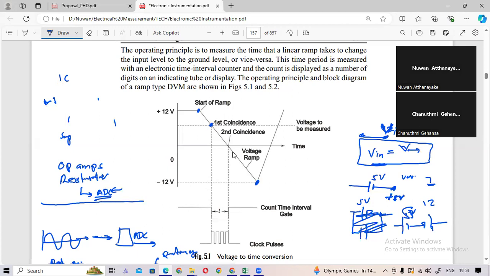Now you are decreasing that, this 7 is decreasing. Once it comes to 6, the difference will be 1 volt. Once it comes to 5, this difference will be 0. That 0 point you can detect.